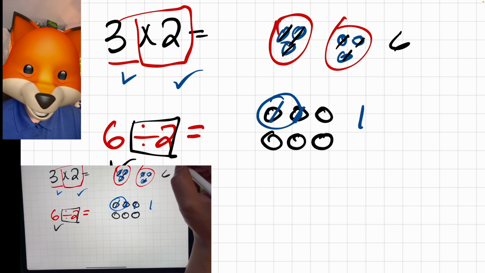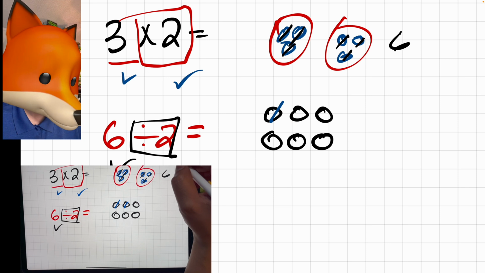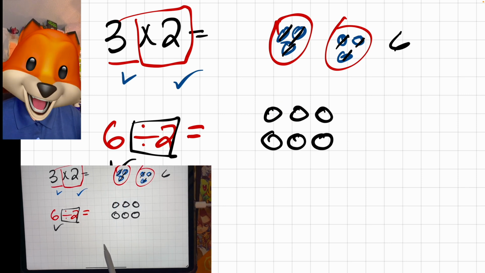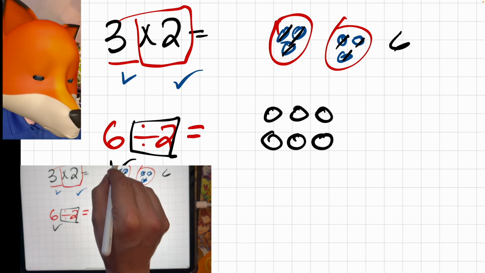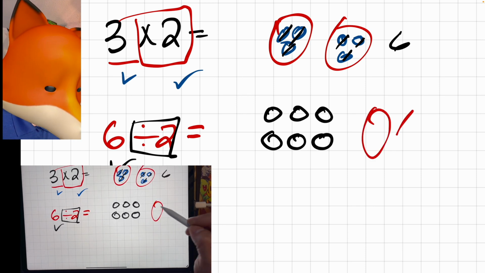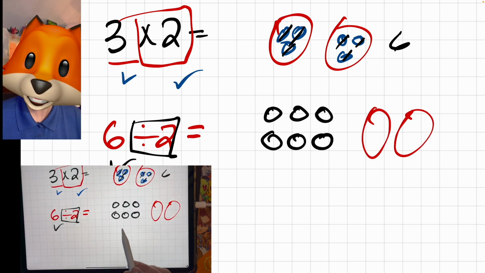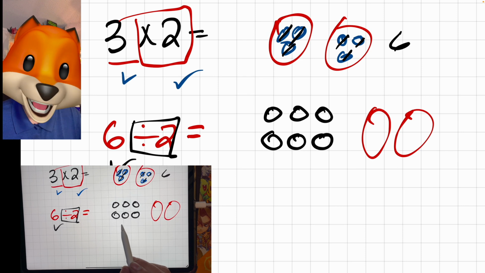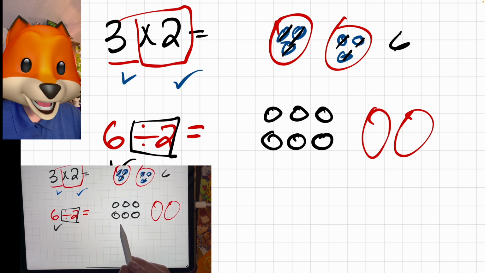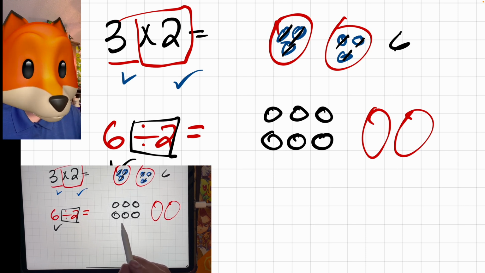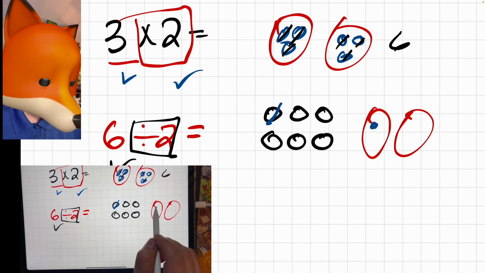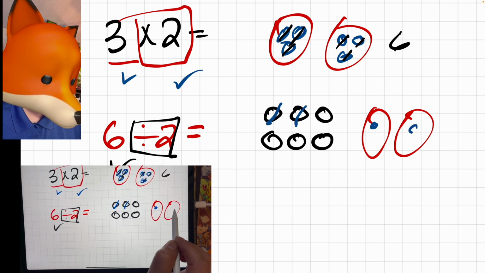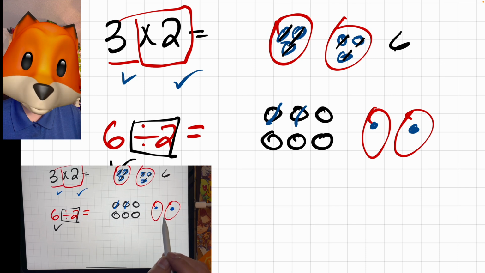Oops, I pressed the forward arrow one time. So, this was the first way I did it. 6 divided by 2. Well, it wants 2 groups. 1, 2. So we're going to take some out and put them in equal groups. But remember, we can only take them out if there's equal groups. So, 1, 1, 1, 1. Each one of them has 1, so I'm okay.